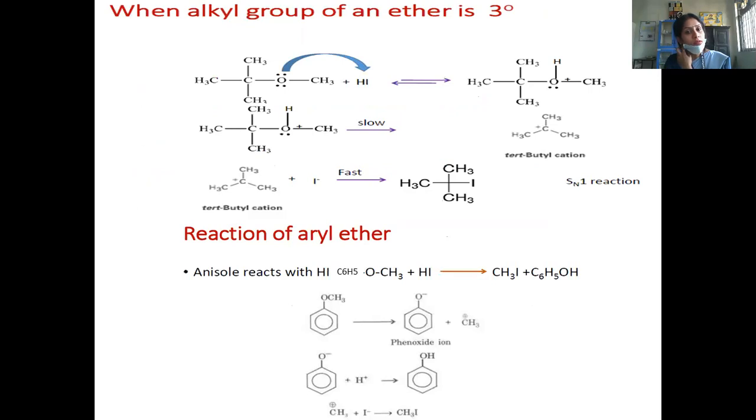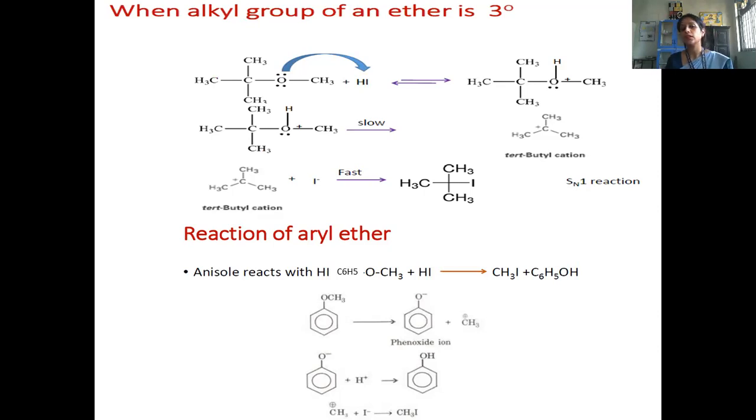Now, the other condition is when the alkyl group of the ether is tertiary. Then the SN1 mechanism will happen. The mechanism is given over here. One of the alkyl groups is primary and the other one is a tertiary alkyl group. The H+ of HI will add on the oxygen atom and form an oxocation.